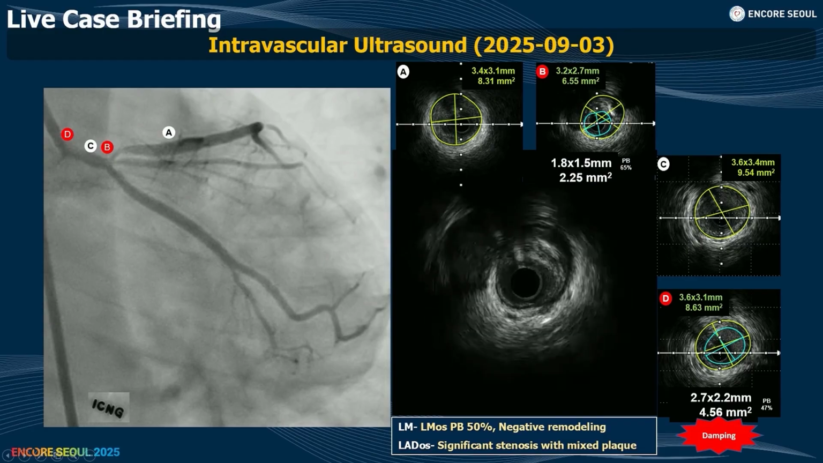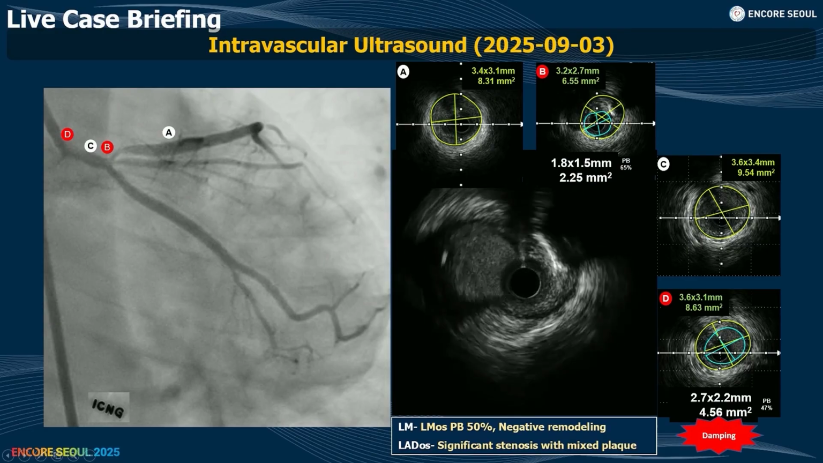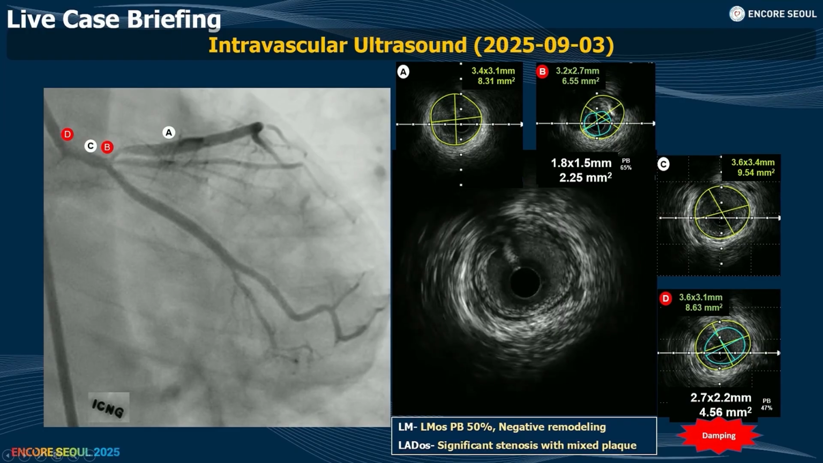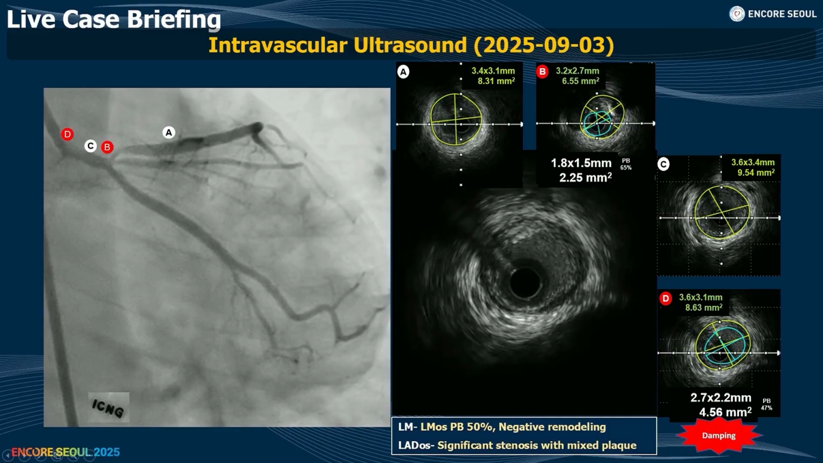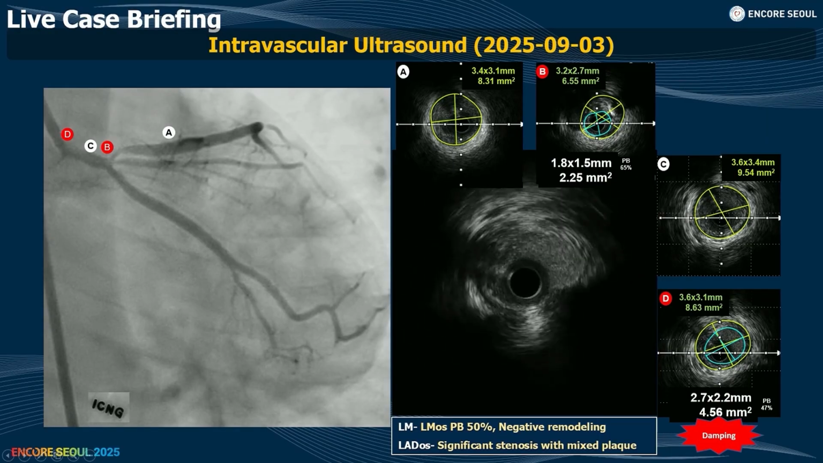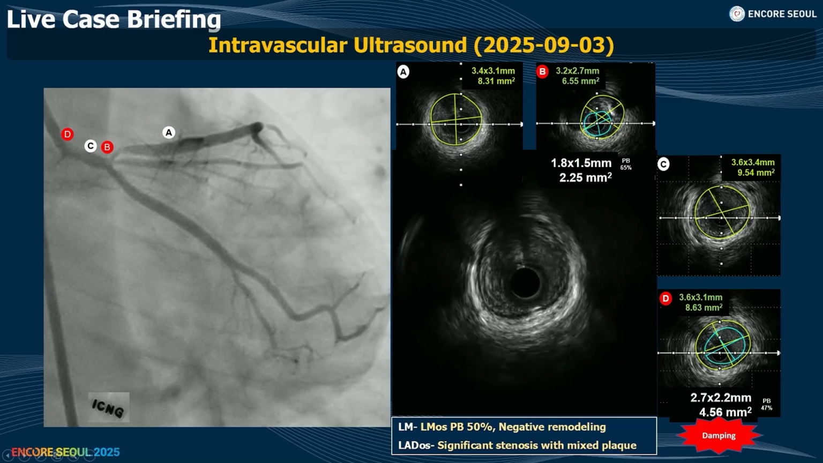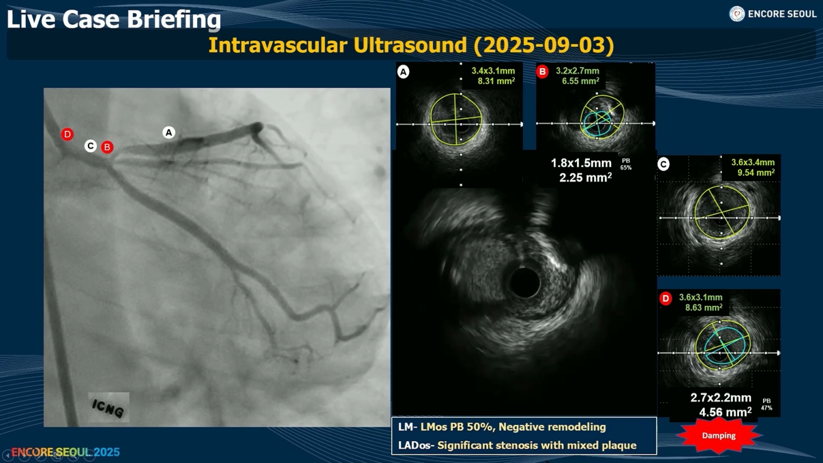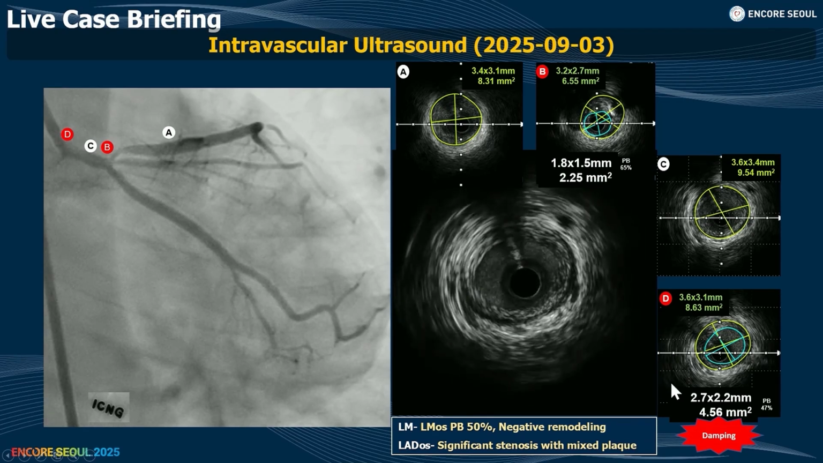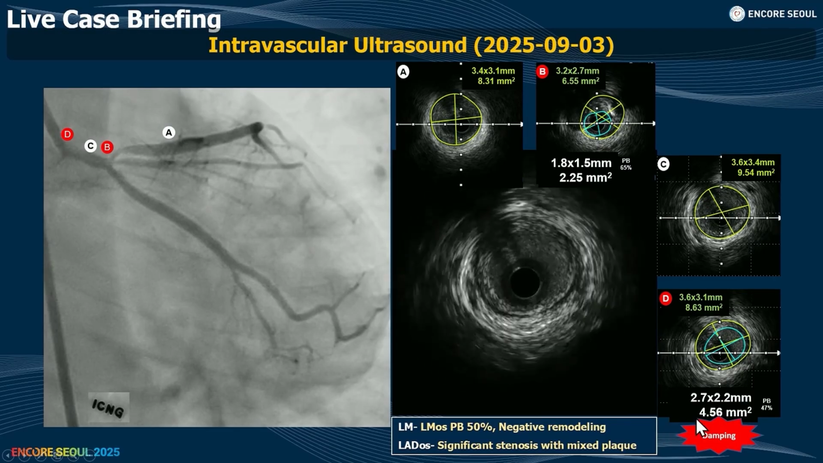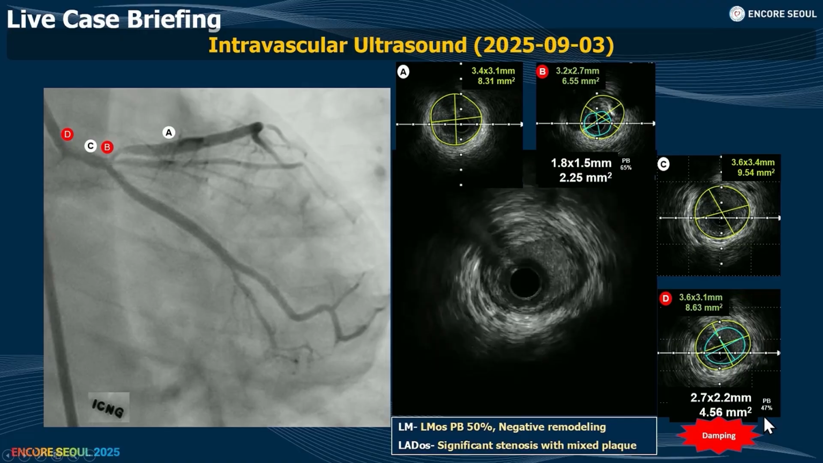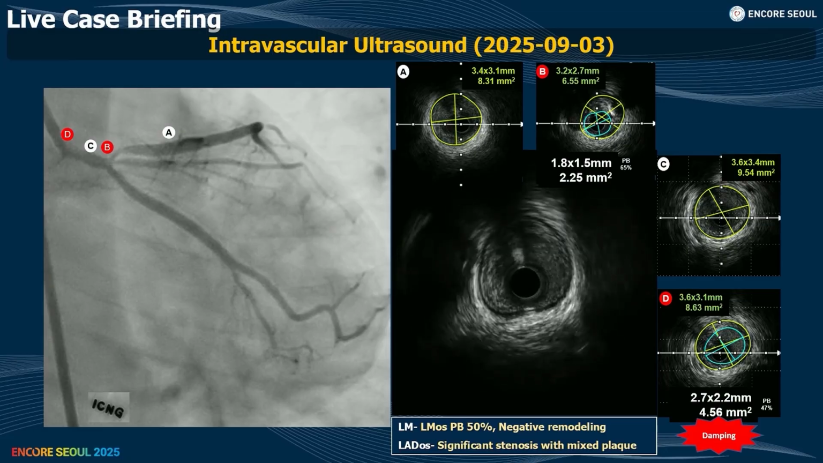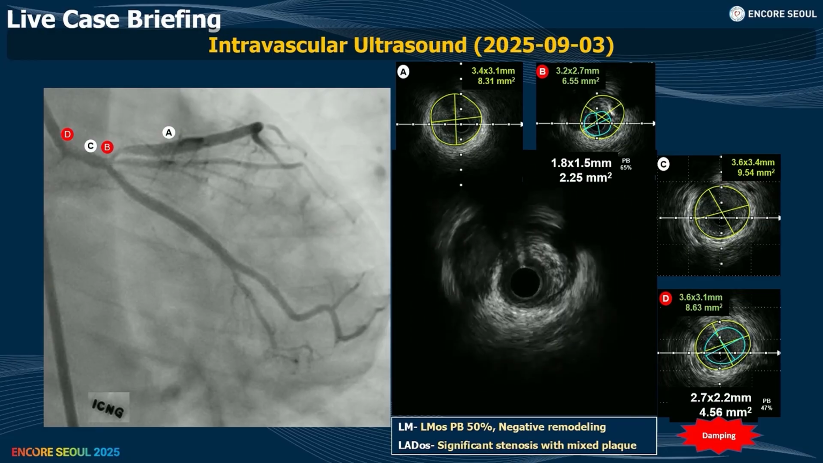This is a slide of IVUS finding in the left coronary artery. So you can see the pullback image from proximal LAD. The left main os. Okay, you can see LAD os lesion. So at location D, LAD ostium, MLA was 4.5 square millimeter with approximately plaque burden 50%. And when we performed the coronary angiography, repeated damping of the pressure wave was observed.